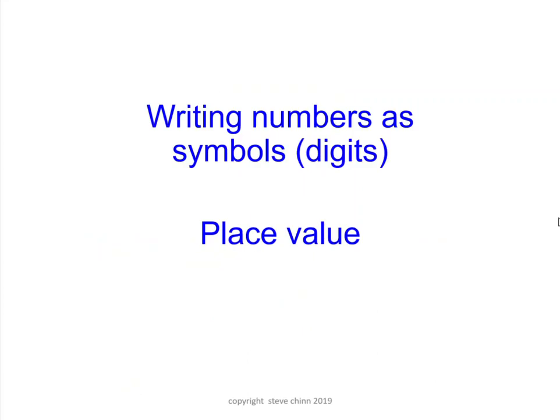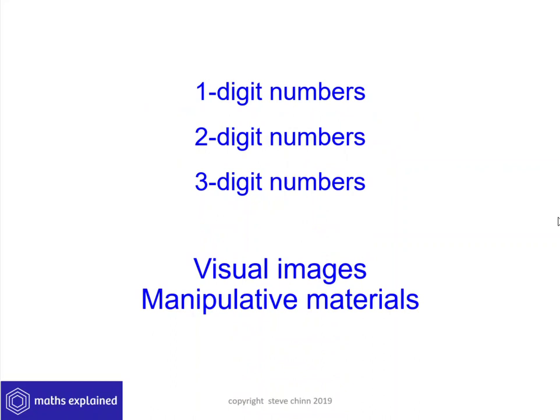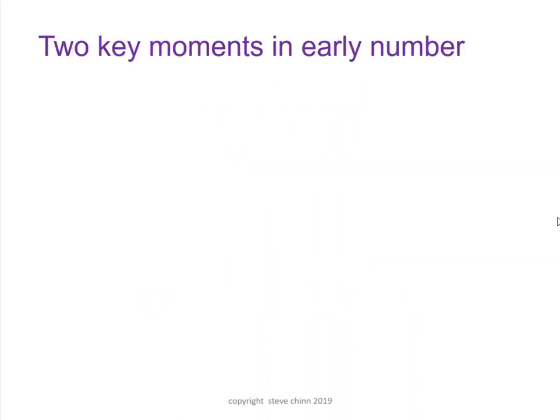So I'm going to start with the key thing, that's just writing the numbers as symbols. Maths is so much about symbols, which incorporates place value. Absolutely crucial for the understanding of maths. So in this introduction I'm going to look at 1-digit, 2-digit and 3-digit numbers. I'm going to use visual images. If you were using these methods in a classroom, you might want to also use manipulative materials.